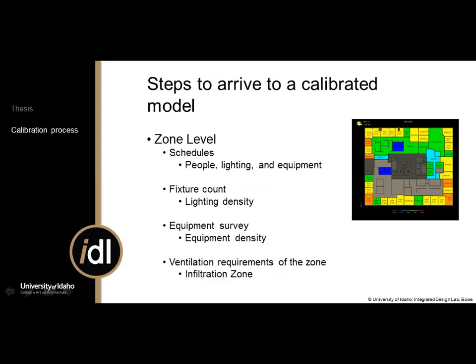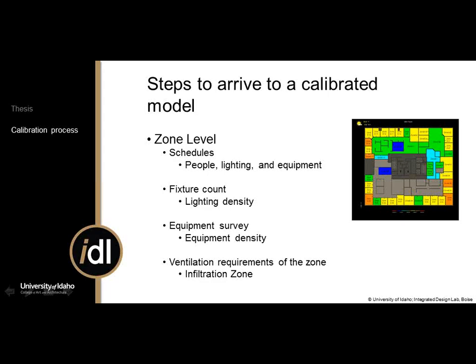So as you get more granular, you get it more at the zone level, and that's where you define the schedules for the people, lighting, and equipment. You want to do fixture counts with the corresponding bulb wattages and ballast efficiency, because all these consume energy, but also add heat gains to the space, which need to be compensated by the HVAC system. So for the equipment, also just do surveys of monitors, computers, which is the most common thing, and usually you arrive at the watts per meter or watts per feet number that you can put into the energy software.